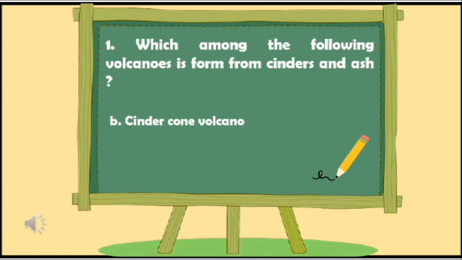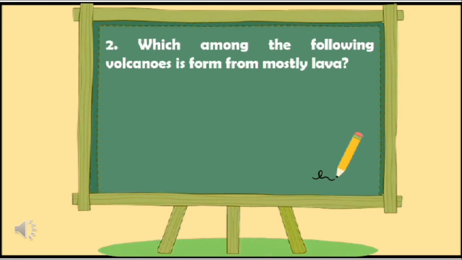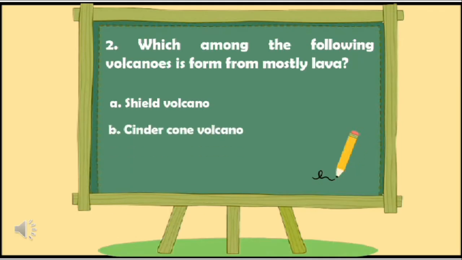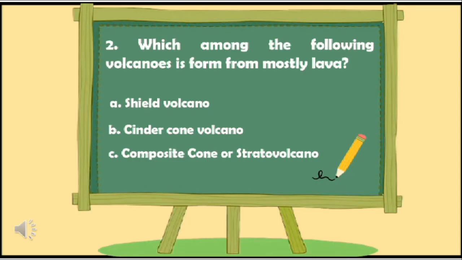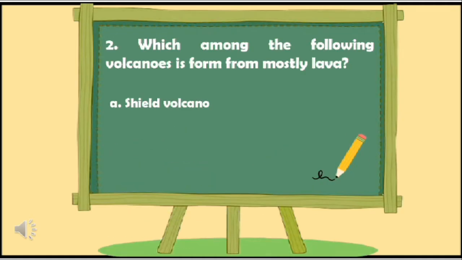Number 2. Which among the following volcanoes is formed from mostly lava? Letter A, shield volcano. B, cinder cone volcano. Letter C, composite cone or stratovolcano. The correct answer is A, shield volcano.